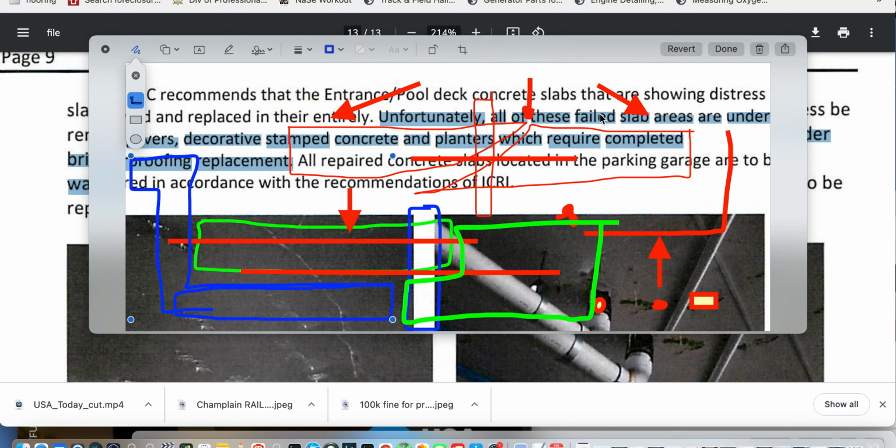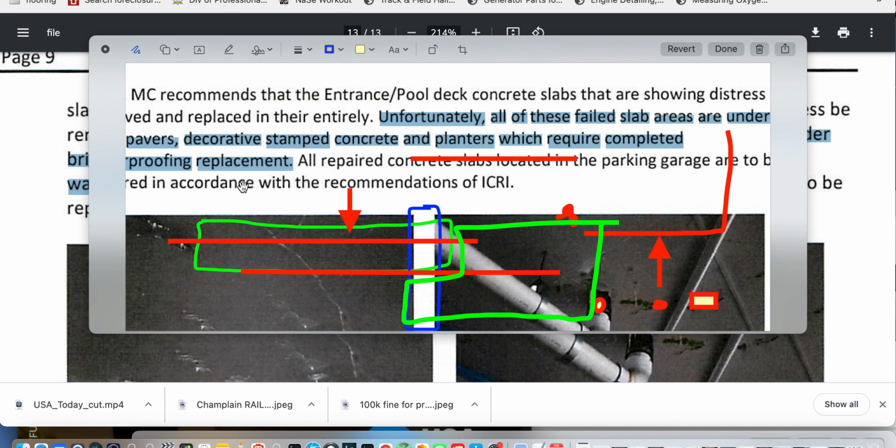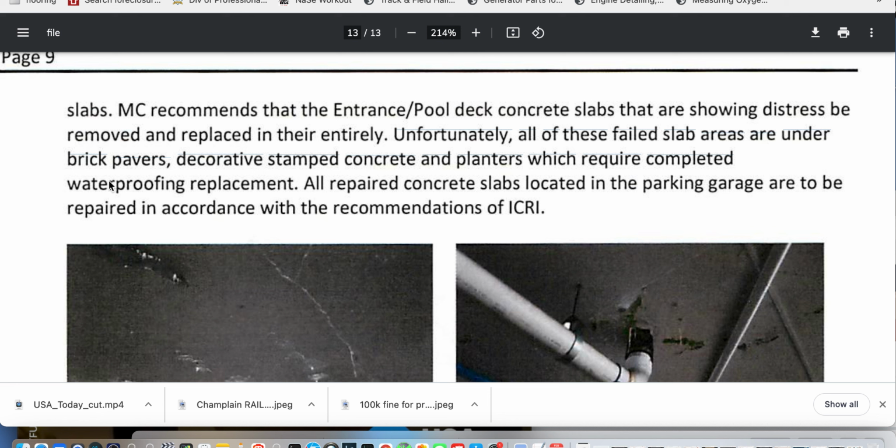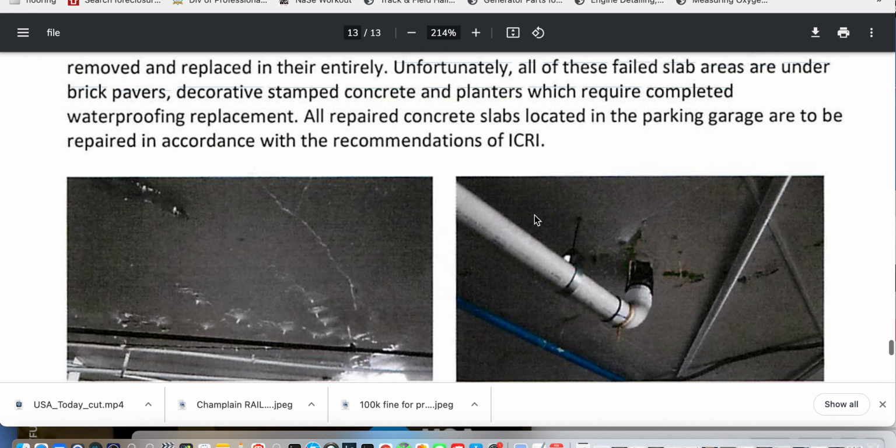Look in the background. Unfortunately, all of these failed slab areas are under pavers, decorative stamped concrete, and planters, which require complete waterproofing replacement. All repaired concrete slabs are located in the parking garage, R2B, and ought to be repaired in accordance with the recommendation of ICRI.